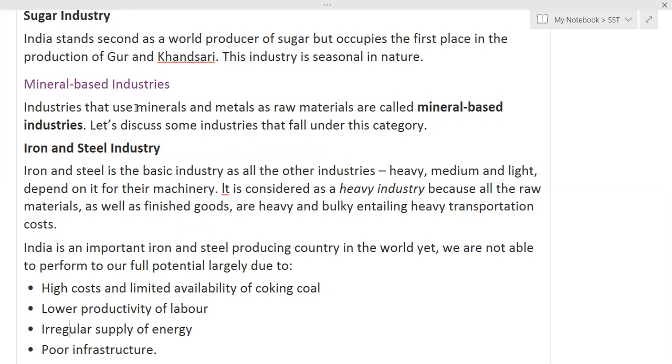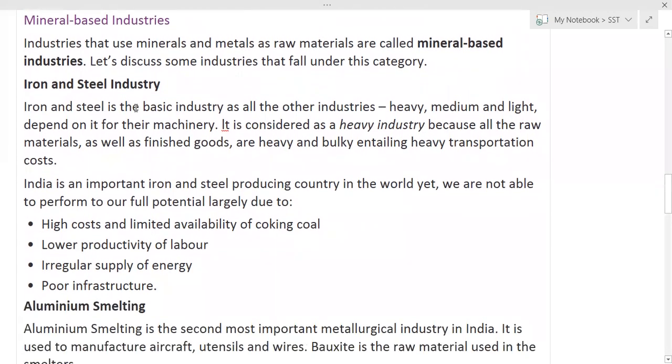Mineral based industry. Yeah, the sugar industry also gives a raw material. The waste of sugar cane, all those remaining parts, can be used as a fertilizer, and they also make fertilizers there. Industries that use minerals and metals as a raw material are called mineral based industries.